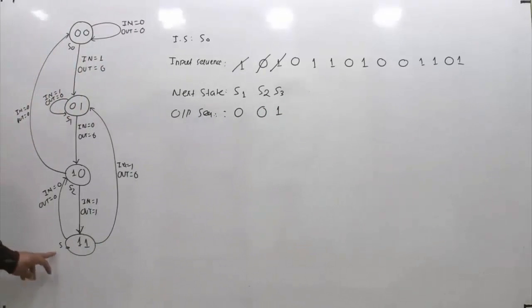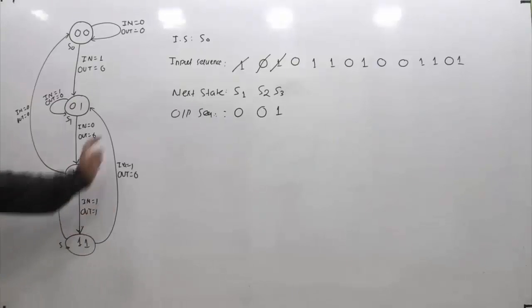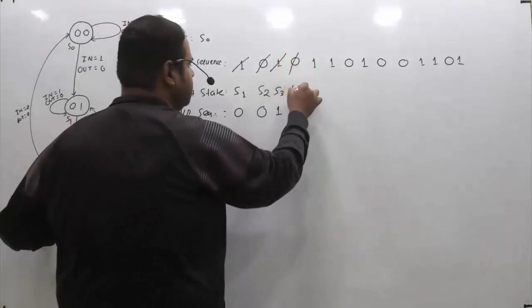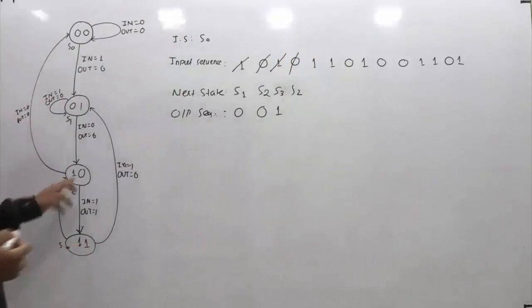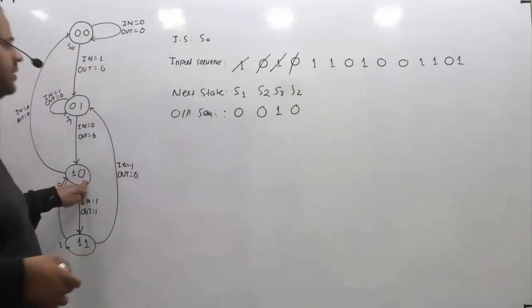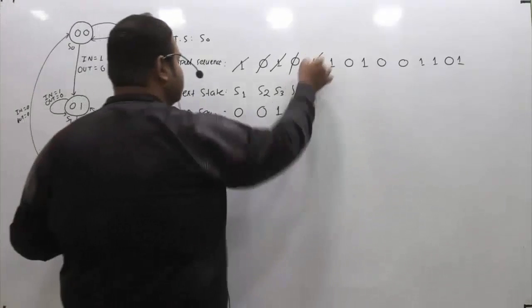So you reached S3 and now you are giving the input equal to 0. So this arrow will come into picture, not this one, because this is for 1 and this is for 0. So if you are at S3 and you give the input 0, you reach S2. But while going to S2, the output you get is the same, 0.